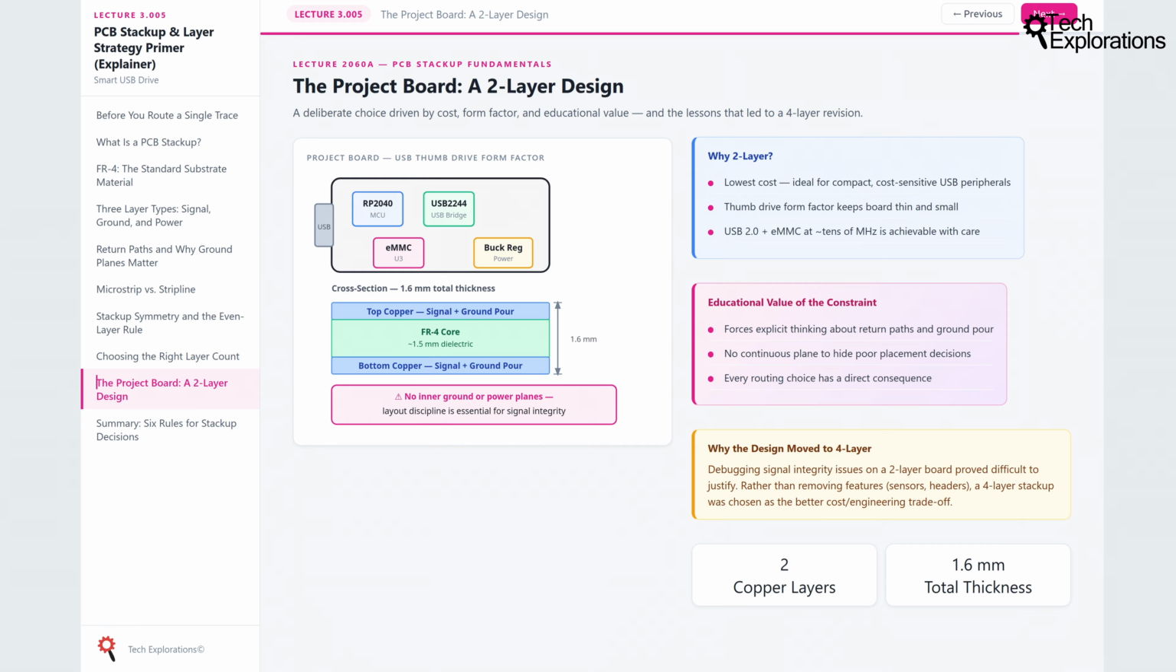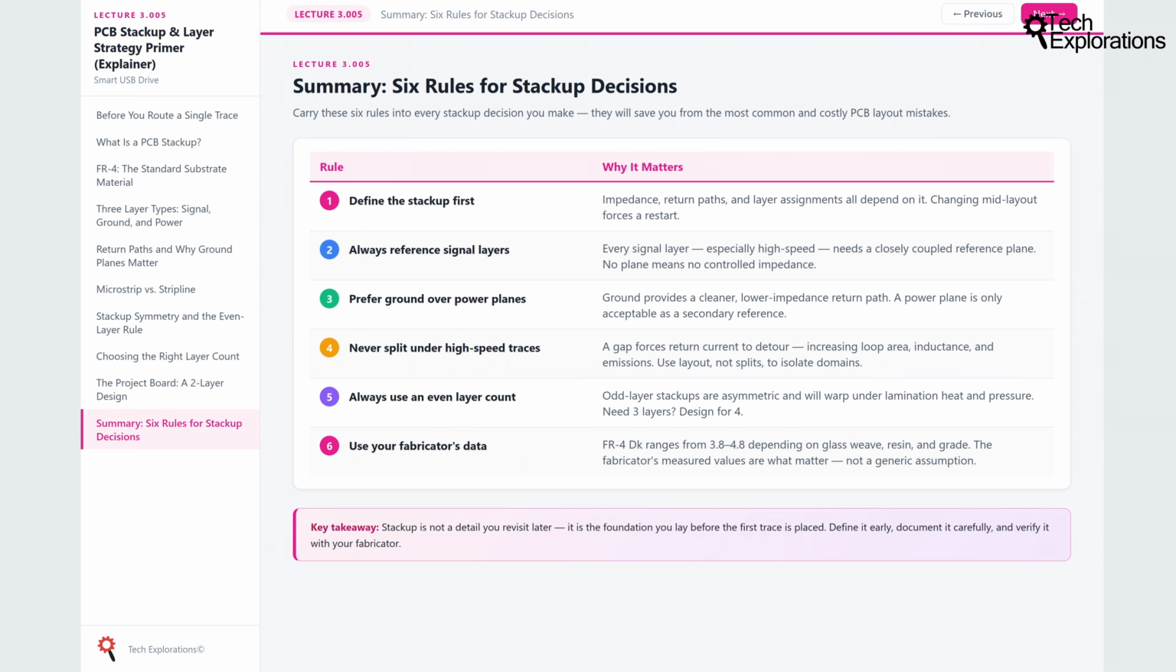After finally completing the 2-layer design, however, I realized that the effort to debug the various issues that came, most of which relate to issues we discussed in this lecture, was not easy to justify, and I decided that I should either remove capabilities such as sensors or headers to simplify the routing, or switch to a 4-layer stackup. In the end, I opted for the 4-layer stackup as the most appropriate option from a cost and engineering point of view. I'll conclude this lecture with the 6 rules to carry into every stackup decision you make.